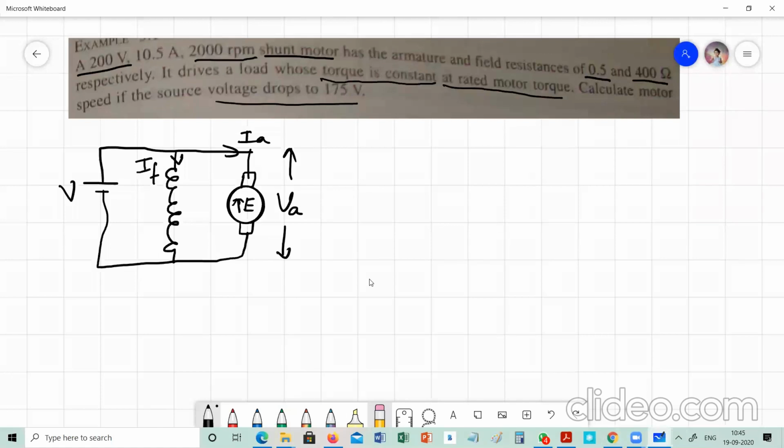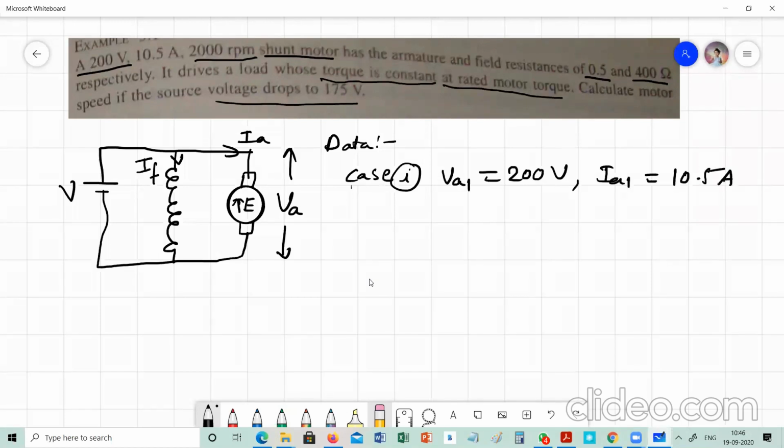Now you have to write whatever data is given. As I stated, they have given two cases. In the first case, VA1 was 200 volt, the current was IA1 equal to 10.5 ampere, and the speed was omega m1 equal to 2000 rpm. That data is given.